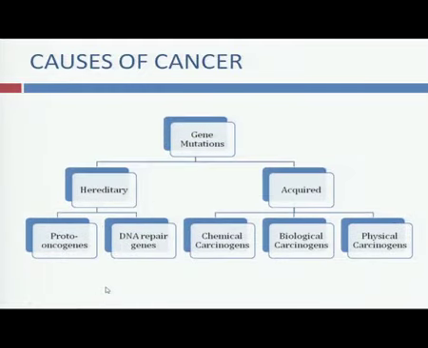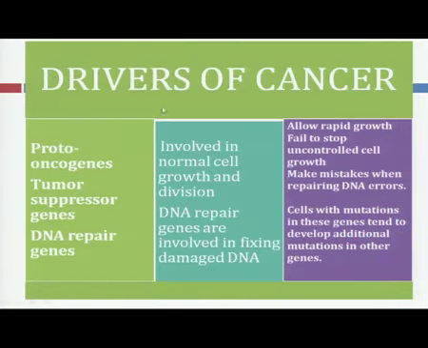So, what are the causes of cancer? They are the gene mutations, but where and how are they arising? Let us differentiate between them. Hereditary cancers include the proto-oncogenes and DNA repair genes, while acquired causes include chemical, biological and physiological carcinogens. Let us have a look at each of them. Talking about the genes, let us have a look at these three genes: proto-oncogenes, tumor suppressor genes and DNA repair genes. All these three genes are involved in normal cell growth and division.